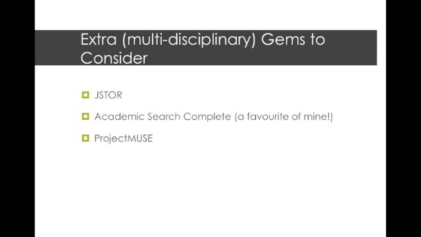So some other multidisciplinary gems to consider are JSTOR, Academic Search Complete, which is a really big favorite of mine, and Project Muse. And you can find all of these in the research guide as well.